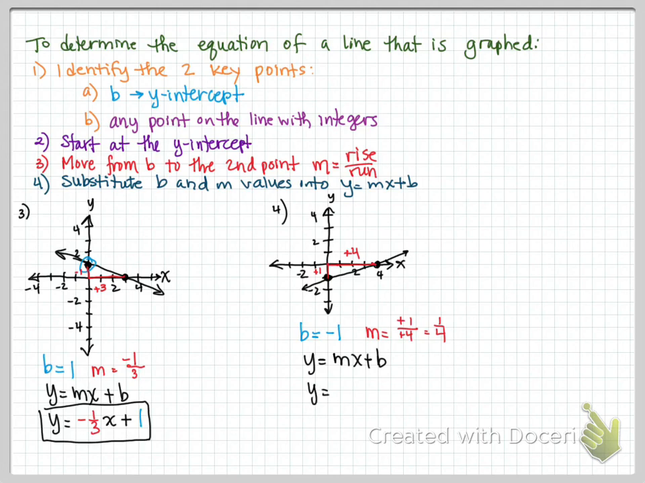Y equals, put in the m, and then the x, and then plus, and then the b. Now this is where we run into a bit of an issue. We've got two signs, not okay. So what we're going to do is simplify this so there's only one sign and only one correct answer.